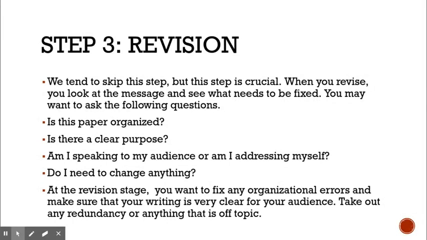At the revision stage, you want to fix any organizational errors and make sure that your writing is very clear for your audience. Take out any redundancy, which is being repetitive, or anything that is off topic. You also want to make sure that you clear up any biases you may have in your essay or your paper. You want the paper to be about the message that your audience needs to receive.